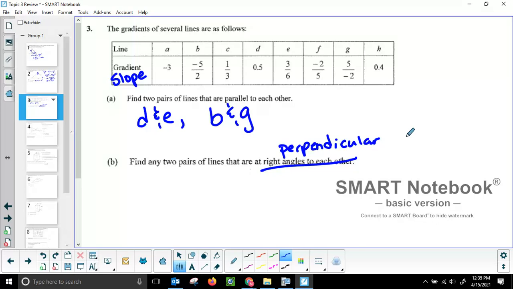However, IB is really weird about that as well. If they ever ask you to show that two lines are perpendicular to each other or are at right angles to each other, if you say that their slopes are opposite reciprocals, which is 100% accurate and true in my opinion, they don't accept that.